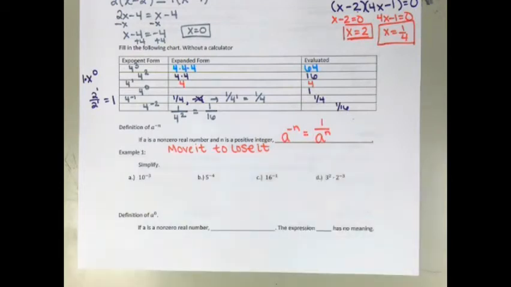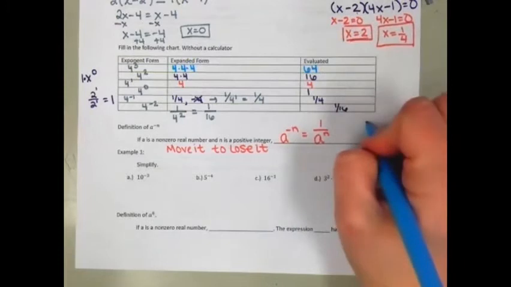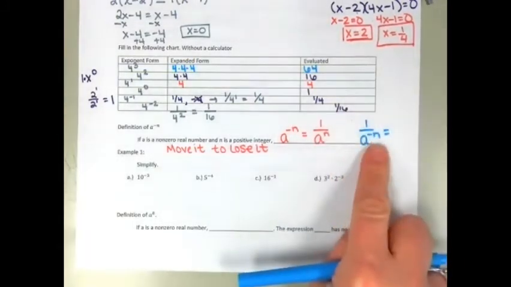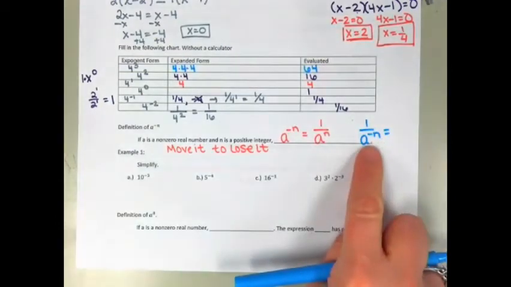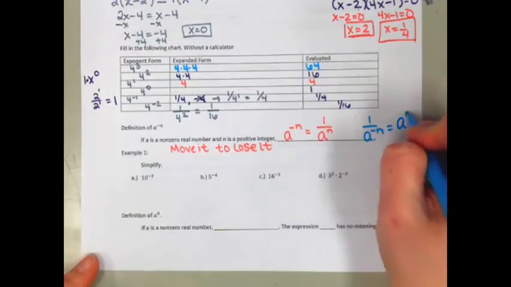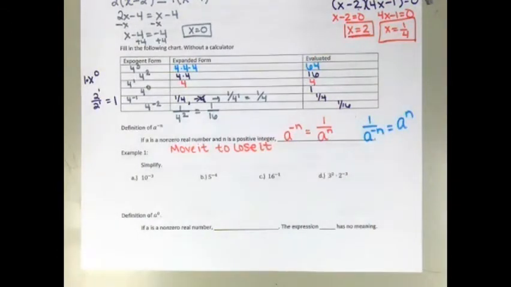Now, what if I had something like this? 1 over a to the negative second power, or a to the negative n power. The negative exponent's in the denominator, so it needs to be moved to the numerator to become positive. So we move them to lose them. So what is 10 to the negative third power?